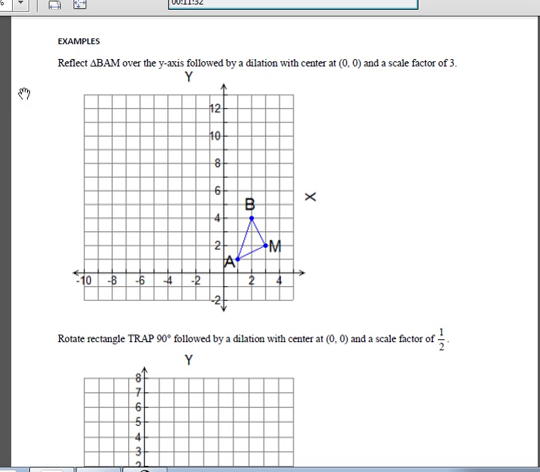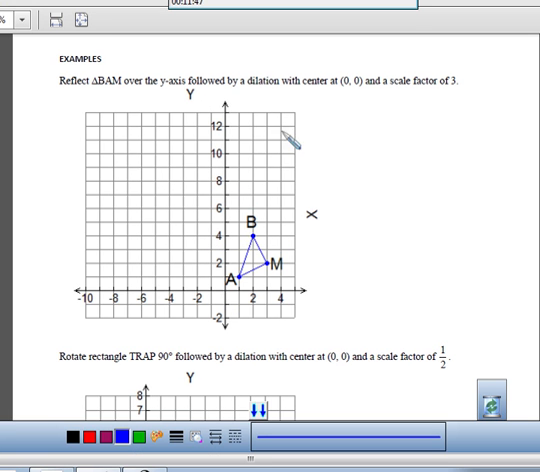We'll do this first one together. It's again the same thing. I realize the X here got a little lost. It's supposed to be down here next to the X-axis, and the Y is a little off too. Don't worry about that. Reflect BAM over the Y-axis, followed by a dilate. So first thing is going to be a reflection over the Y-axis. The second thing is going to be a dilation with a scale factor of 3.